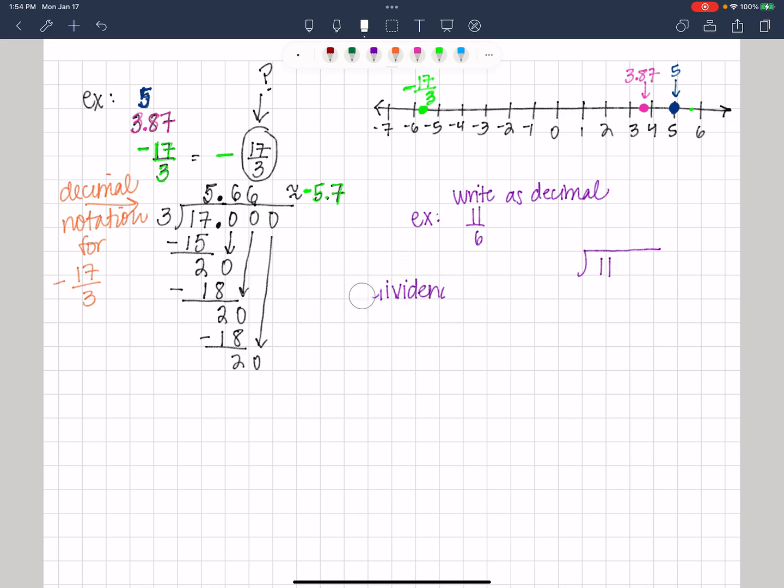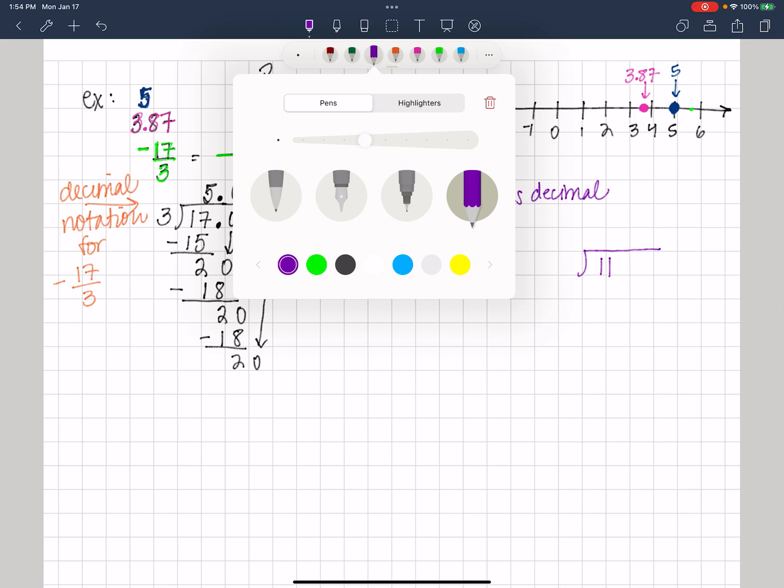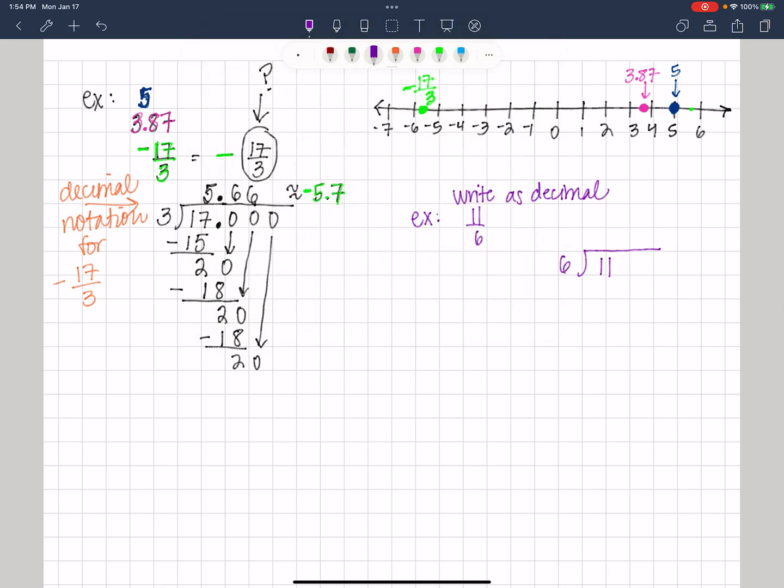I'm going to need this room potentially, so I'm going to erase all that. 11 divided by 6. I know I'm going to need some decimals, so I'm going to put 11.000. I have not changed the value of 11. I've just added some decimals with zeros at the end. I'm going to bring up that decimal place. Now I'm going to divide normally.